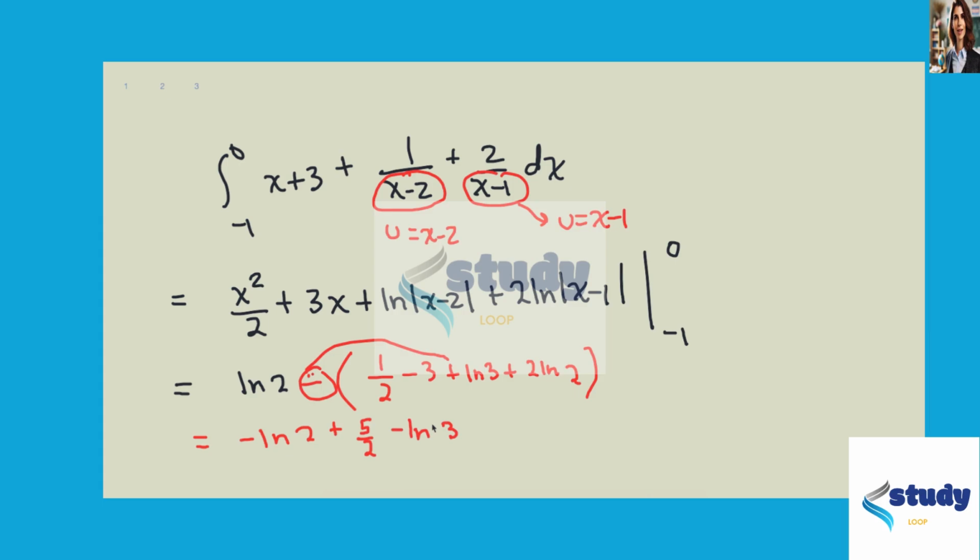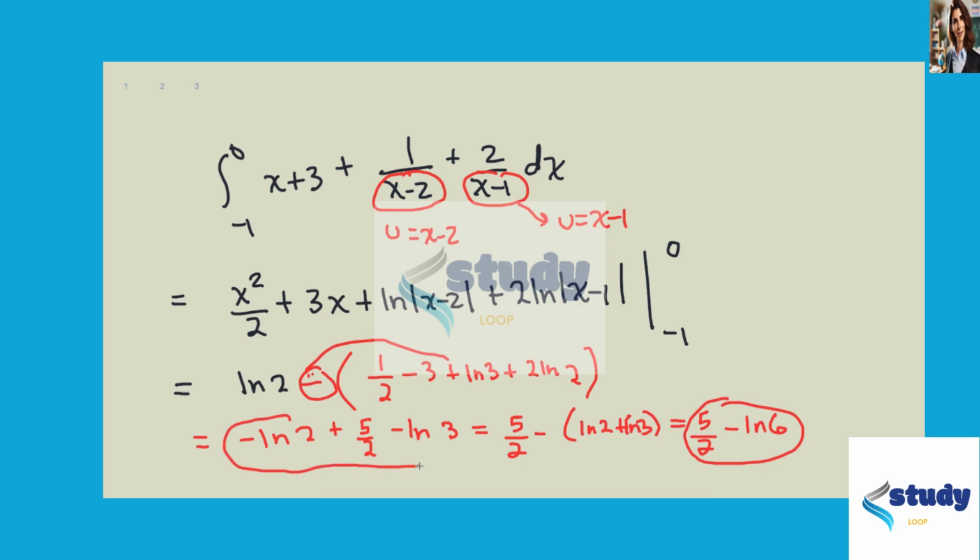And we could either stop right there, or if you want to simplify this a little more, you could combine those logs. You have a minus, and then we have ln 2 plus ln 3. So that's using your log properties. You could write this as minus ln of 2 times 3, which is ln 6. So here either answer should be fine. This or this, and that's our final answer.